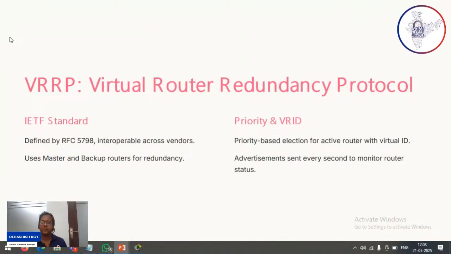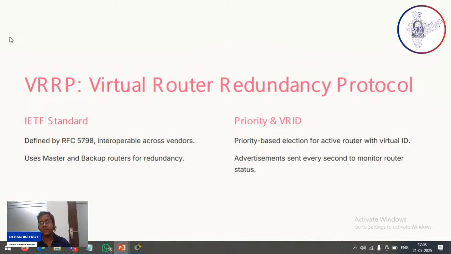Second is VRRP, Virtual Router Redundancy Protocol. This is a bit older, an IETF standard defined by RFC 5798. It is interoperable across vendors, so it is vendor neutral. It uses master and backup routers for redundancy. Here you do not say active or standby. We do not say that. We say master and backup.